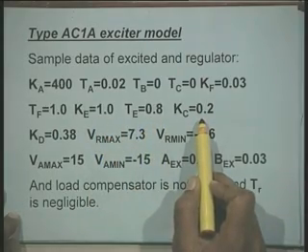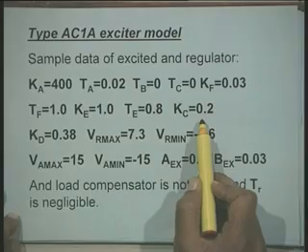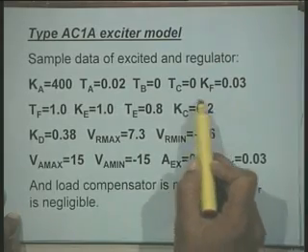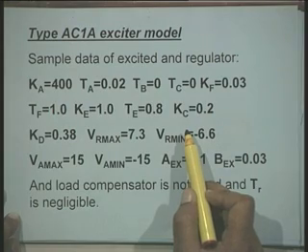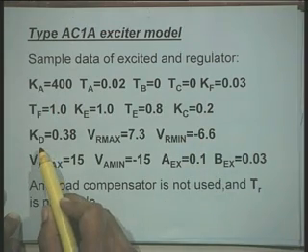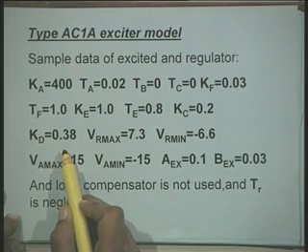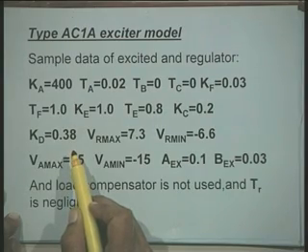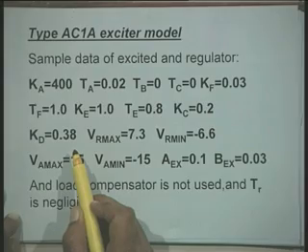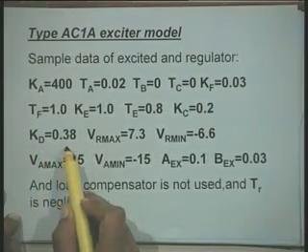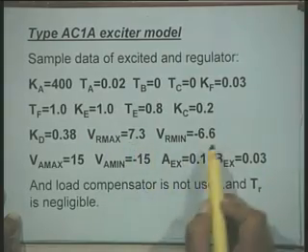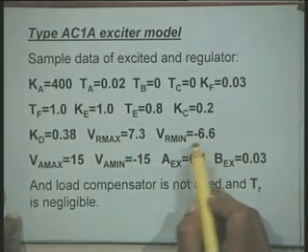What is this KC? It is a parameter which is a function of commutating reactance, and it is required to take care of the rectifier regulation characteristic. KD equal to 0.3. What is this KD? We have discussed KD a number of times. This is to take care of the armature reaction effect of the alternator, that is, the AC exciter is an alternator. Therefore, KD is 0.38, and the maximum and minimum limits are 7.3 and minus 6.6.